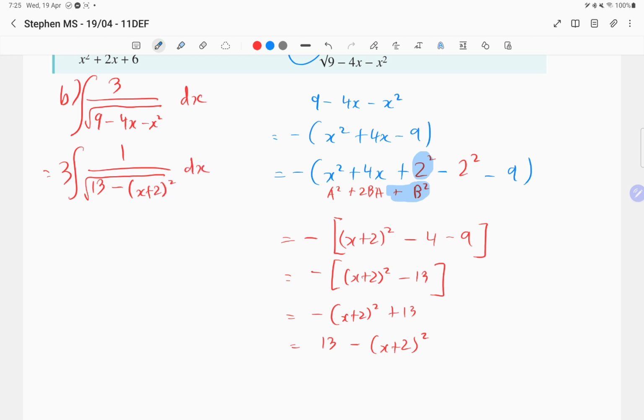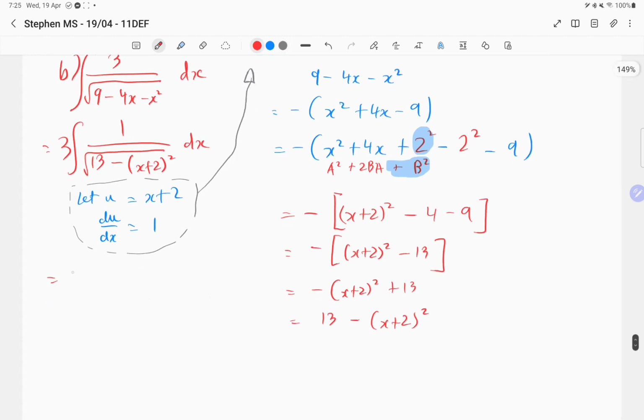So now what is u? Use x plus 2. Then you can prove that du over dx is just 1, so you don't need to add anything else. Normally this one, I'll put it on the side here. I'll just put a note here. So this one, move over here on the side. And then that would be equal to 3.